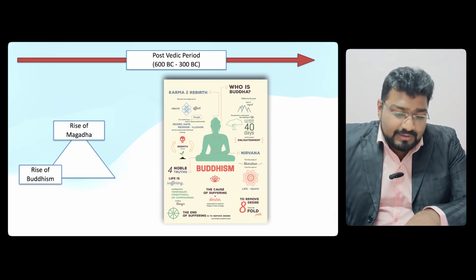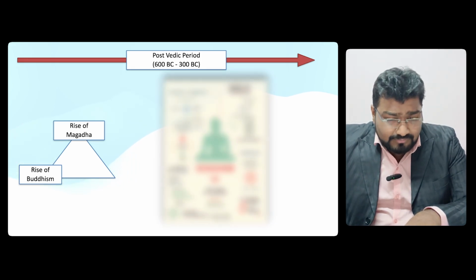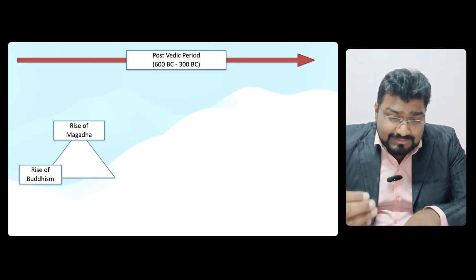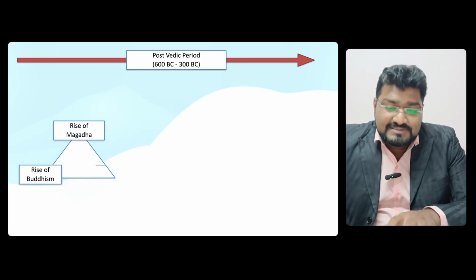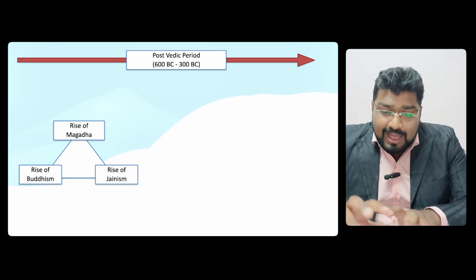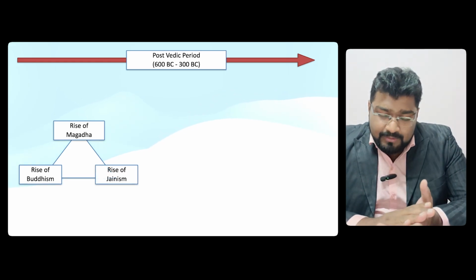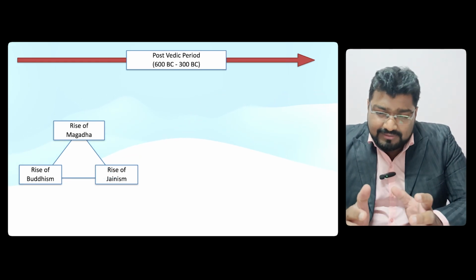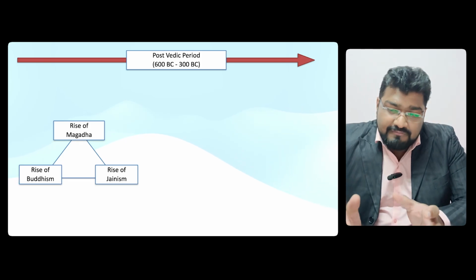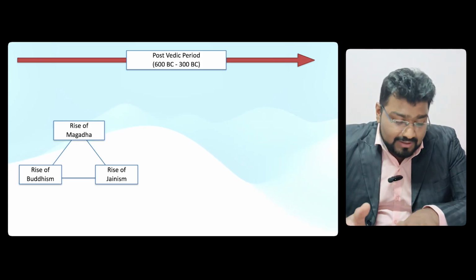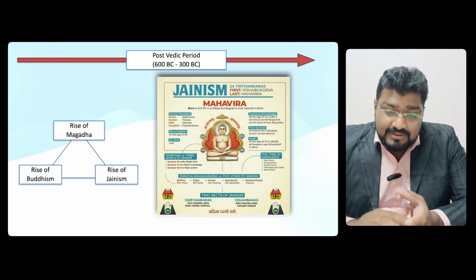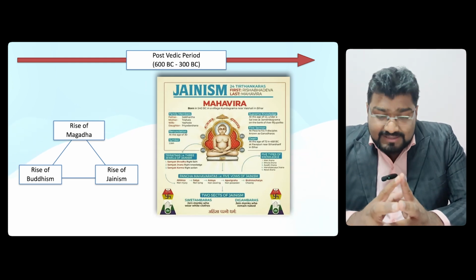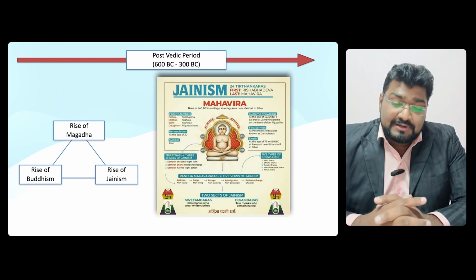Fine. Then, after that, the third thing that happened in this particular period was the rise of Jainism. Now, alongside Buddhism, rose another seeker, Mahavira, Vardhaman Mahavir, the founder of Jainism. So we will get to see that concepts like Kaivalya Gyan, Three Ratnas, and Mahavratas emerged during this particular period.